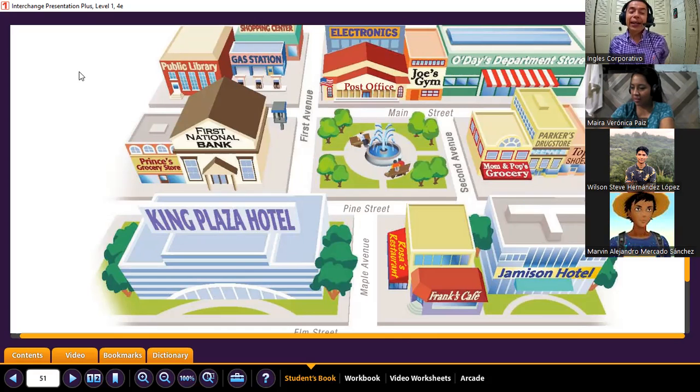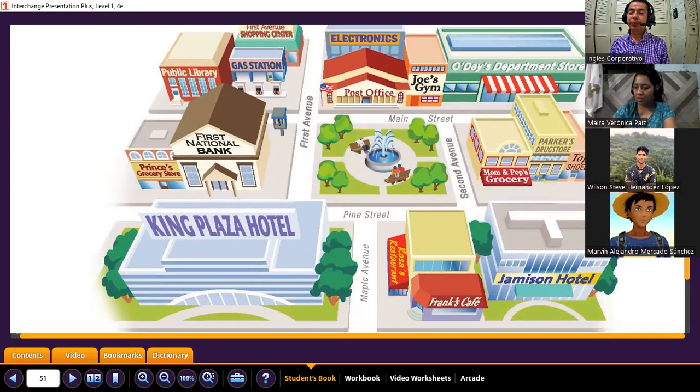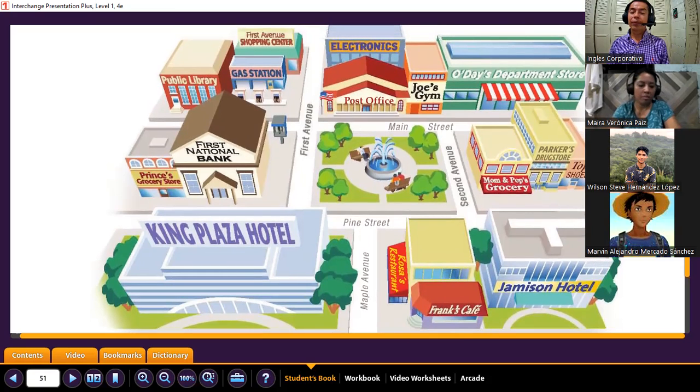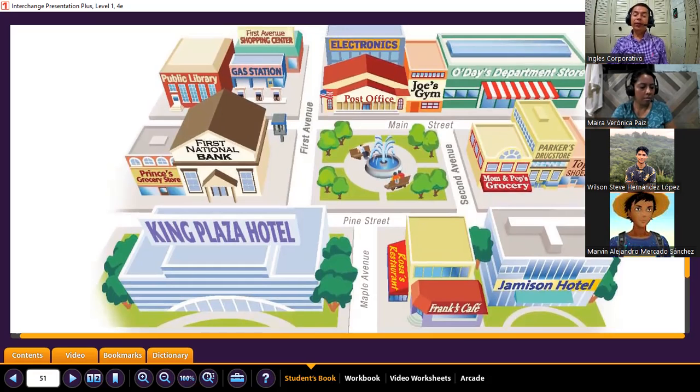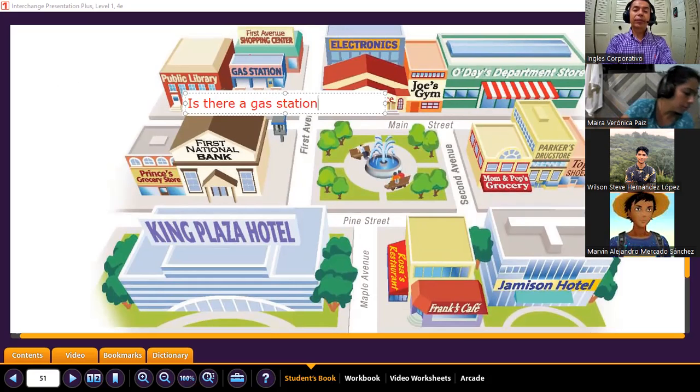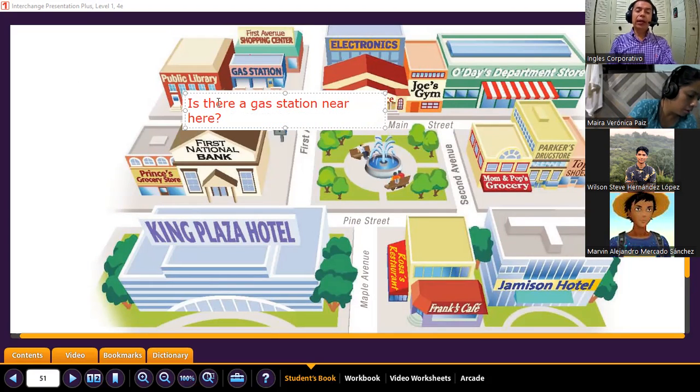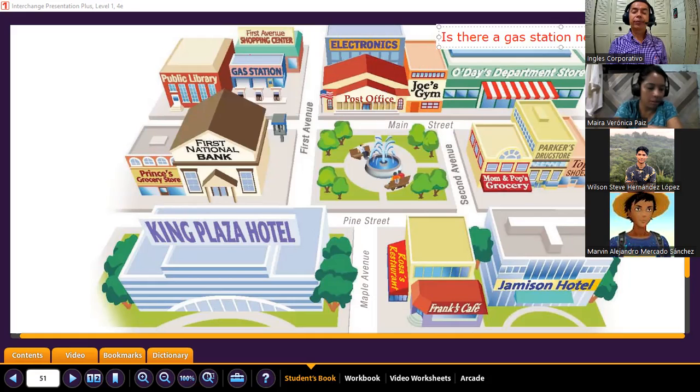Okay, Wilson, is there a, and then you choose a hotel, a cafe, a restaurant, a park, a public telephone, a shopping center, etc., right? Is there, right? Look, I will copy here. Is there, for example, is there a gas station near here? Hay alguna estación de gasolina por aquí? Okay. Now, come on, Wilson, do it.